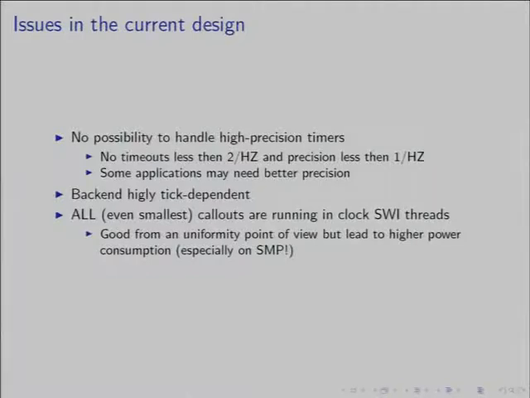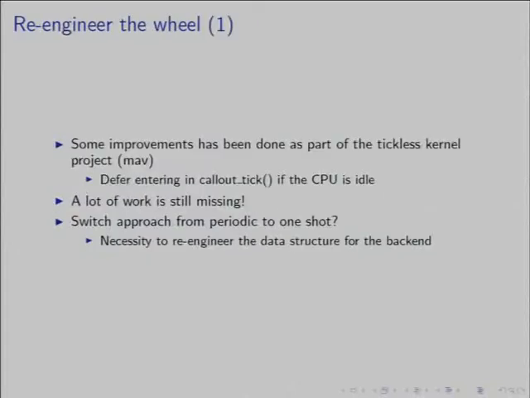Another issue of the current design is that all the callouts are running in software interrupt threads. This is surely good from a uniformity point of view, but leads to higher power consumption, especially on symmetric multiprocessor systems. On the other hand, some subsystems may not need to be interrupted with this higher granularity. So definitely a mechanism to define the precision you want to reach in your subsystem is needed.